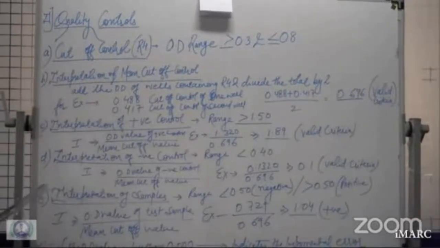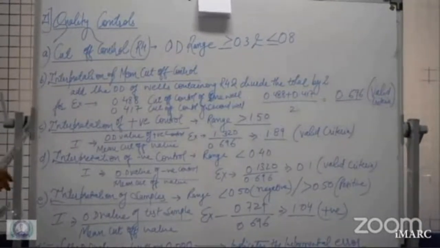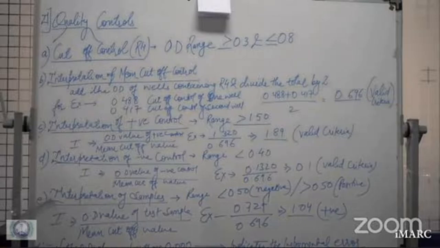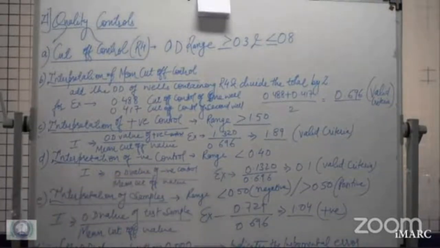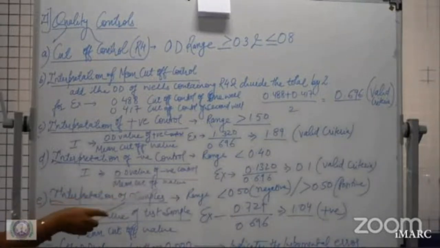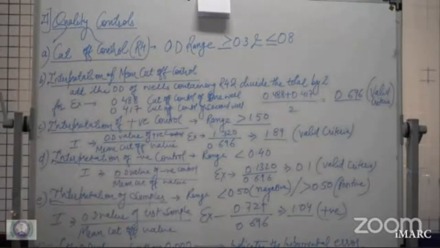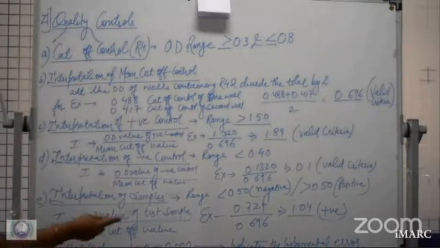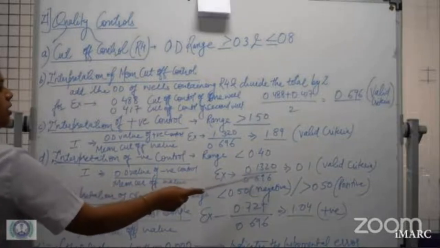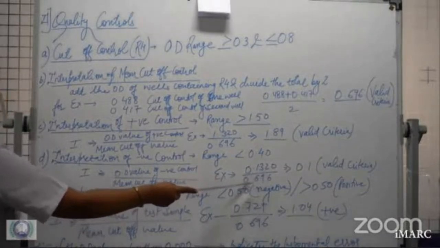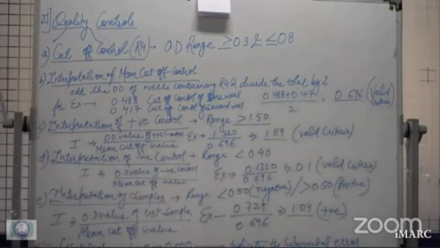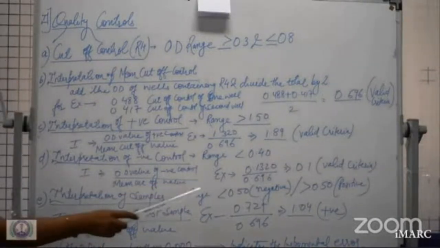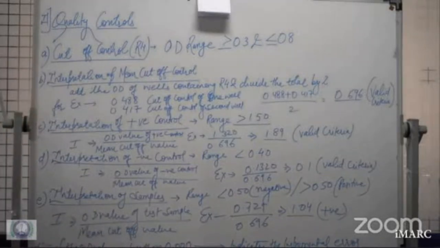Fourth one is our interpretation of negative control. The index value for negative control must be less than 0.40. So the index value equals OD value for negative control divided by mean cutoff value. In our test run, we got the value of 0.1320, which will be divided by our mean cutoff value, that is 0.696, so we will get the value of 0.1, which will be in the range of our valid criteria.